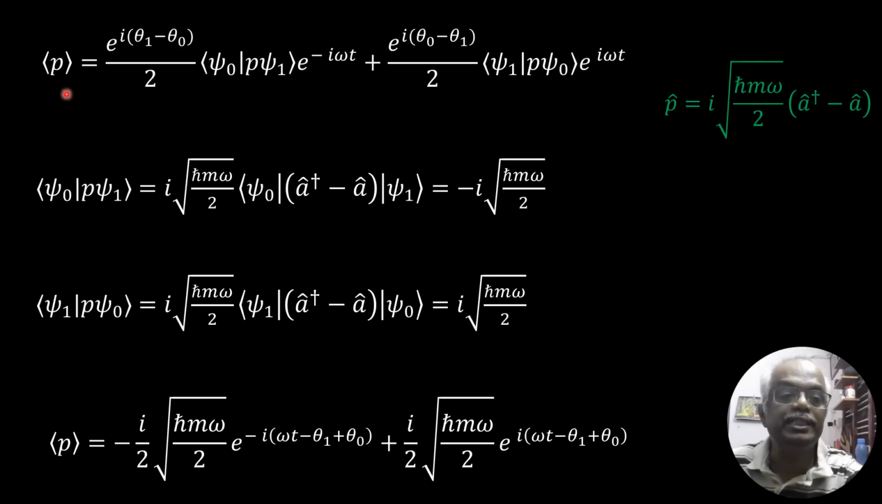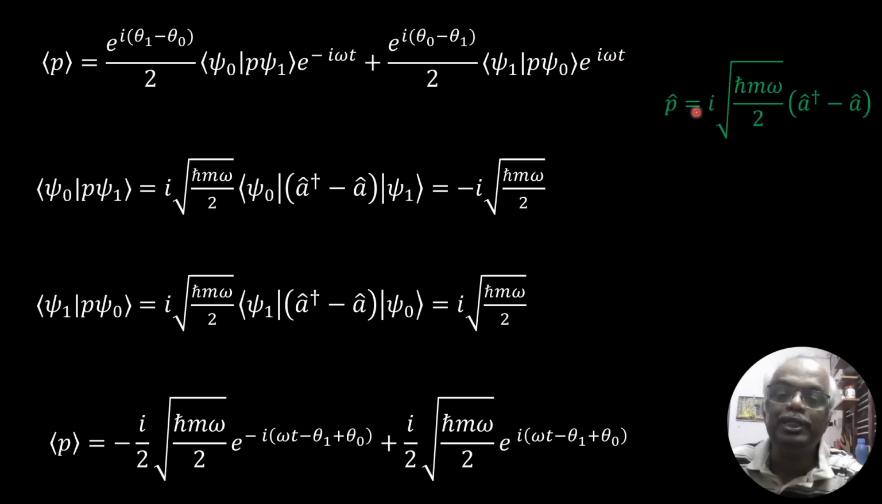We have seen the expectation value of momentum is equal to e power i theta 1 minus theta 0 over 2, then the inner product of psi naught with p psi 1, multiplied by the exponential term e power minus i omega t. Then the same thing plus e power i theta naught minus theta 1 over 2, the inner product of psi 1 with p psi 0, multiplied by the exponential e power i omega t.